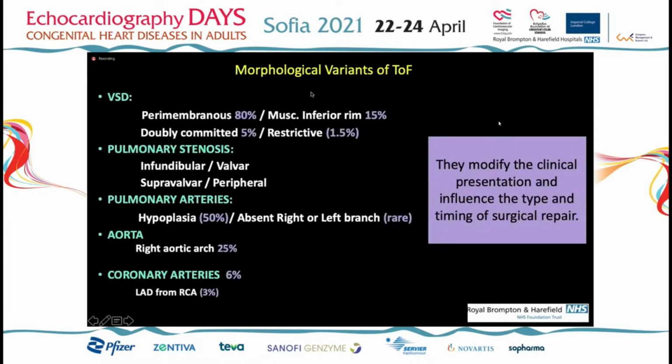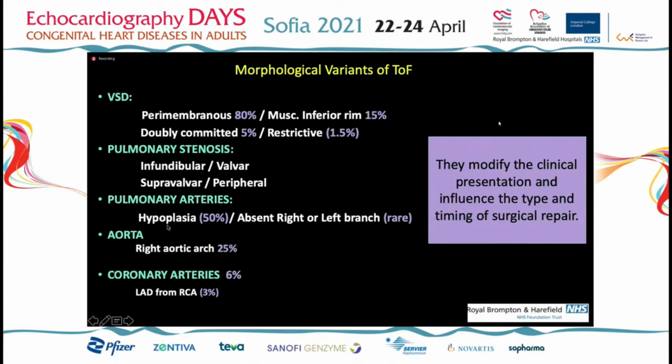So what are the variants of tetralogy of Fallot? Some have been mentioned in the previous talk, but basically we need to take into consideration that any kind of ventricular septal defect can happen, but most of the time it is perimembranous, and doubly committed can happen in 5% of the cases when the infundibular septum is absent. Then there would be continuation between the aortic valve annulus and the pulmonary valve annulus. The pulmonary stenosis can happen at any level and very commonly is combined.